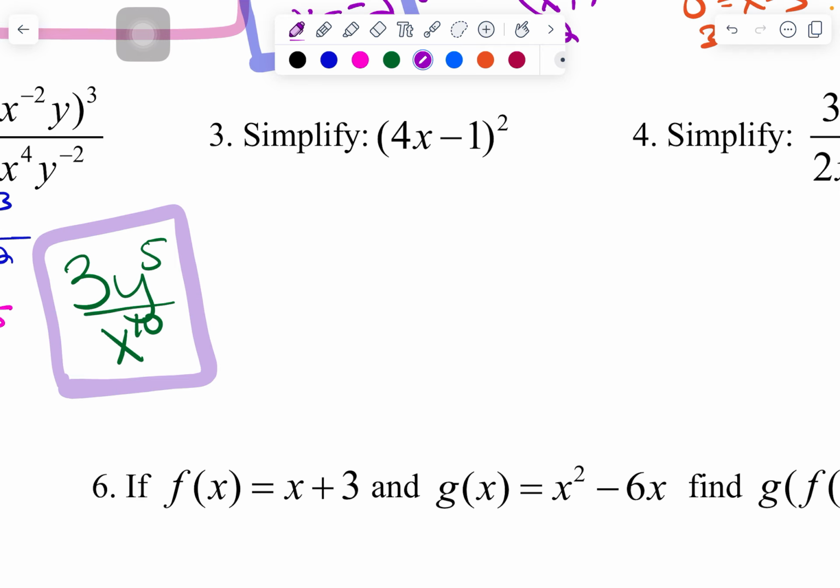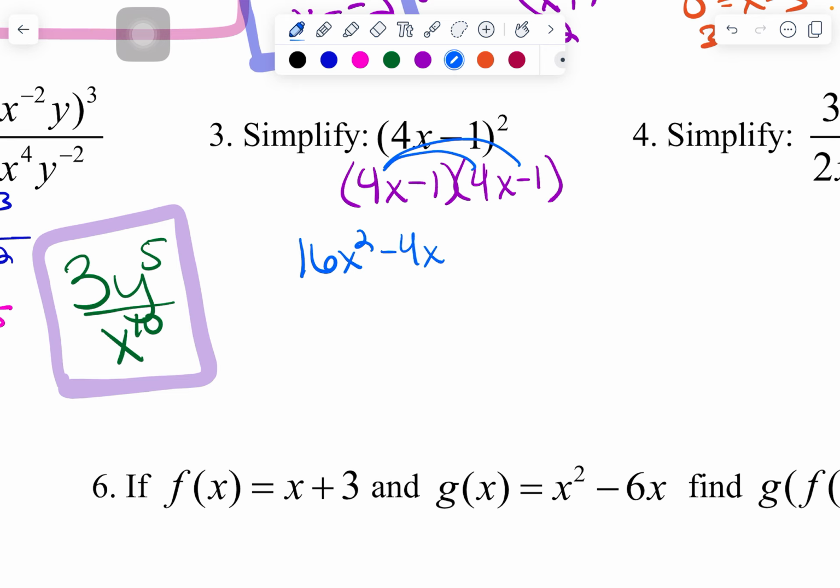Question number 3 asks you to simplify (4x minus 1) squared. So that's going to be (4x minus 1) times another (4x minus 1). Distribute, so 16x squared, distribute again, minus 4x. Start a new distribution here, so negative 4x, and negative 1 times negative 1 is positive 1.